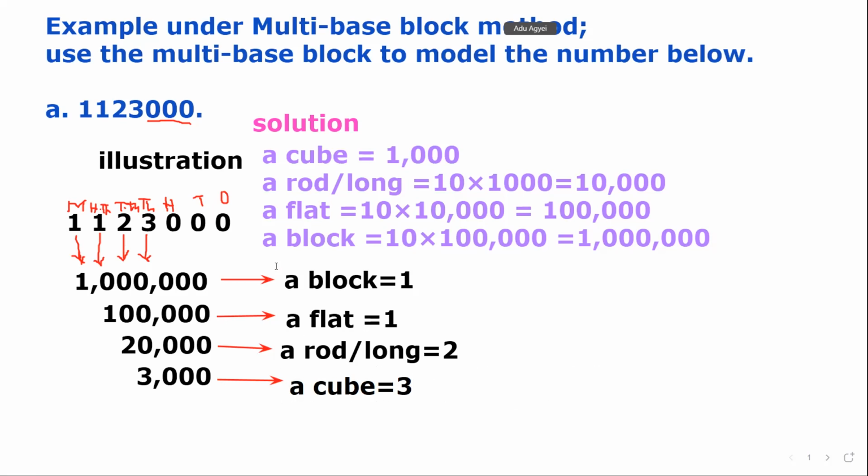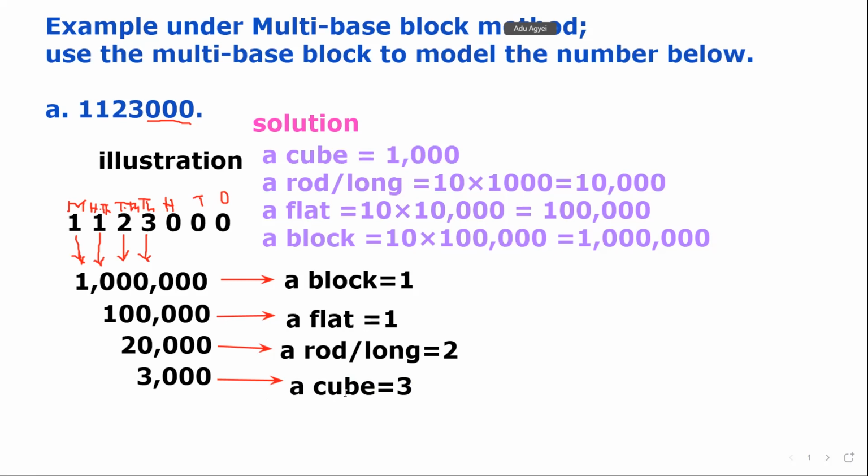Now we are finished with our illustration. Now we are going to draw a block, a flat, a rod or long, and a key. A key will be used to represent 1,000. So when you see one key, it means 1,000. 2 will be 2,000, and 3 will be 3,000. So you will draw 3 keys. That will be the model for the 3,000.